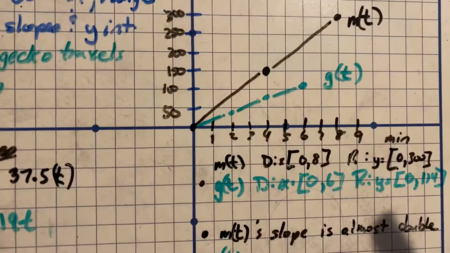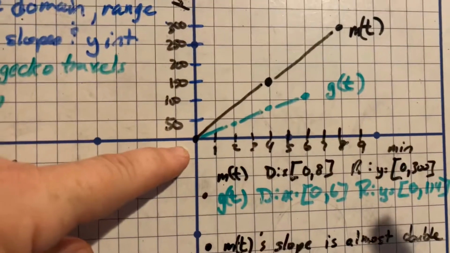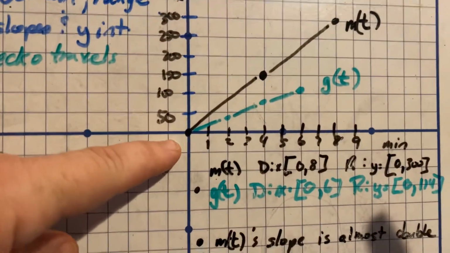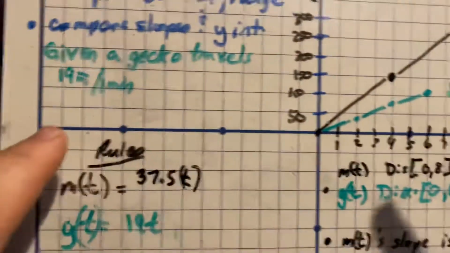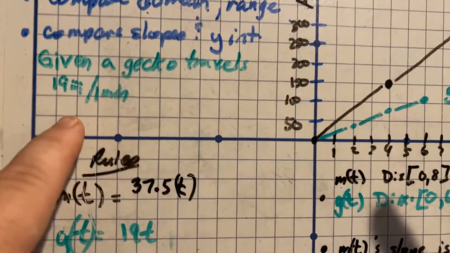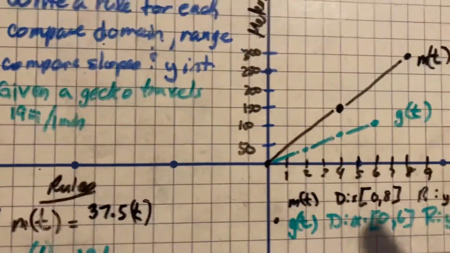What about the range of the gecko? Well, the gecko starts at a distance of 0, and he goes to 114. And again, where does 114 come from? If you take the 19, multiply it by 6, because the verbal description says the gecko travels for 6 minutes.